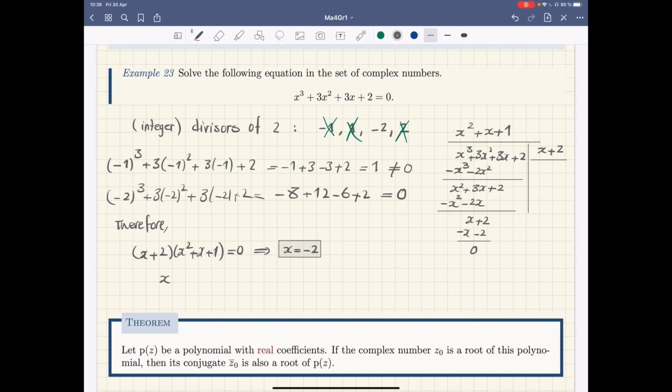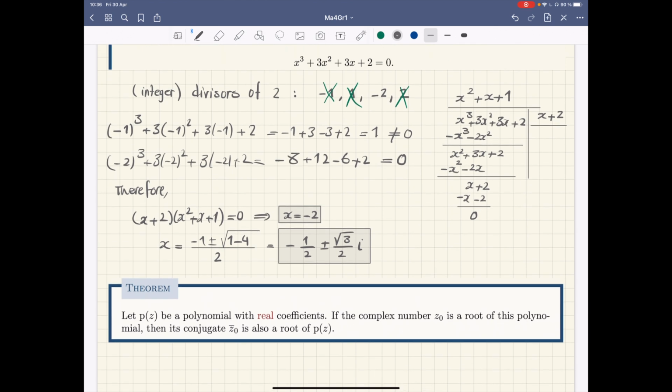And then I need to solve that equation. I use the ABC formula. So it's minus 1 plus or minus the square root of 1 minus 4, divided by 2. But 1 minus 4 is a square root of... So let me write it. You know these things. Let me just skip the explanation all the time. So this is also another pair of solutions. So 2 of them are complex and 1 of them is real. Okay.